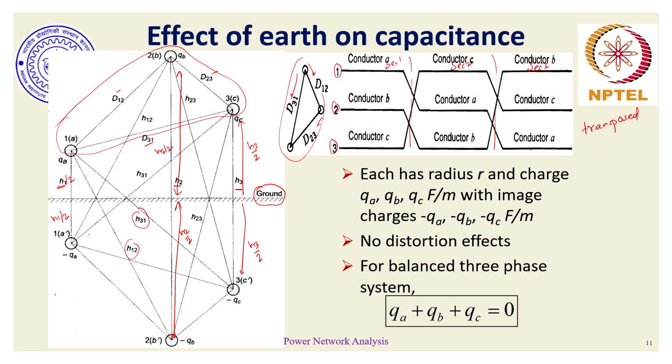So we have three-phase lines of the same radius. Their charges are QA, QB, QC. It's a positive balanced system. So at any point of time, the sum of charges is 0. Image charges have the same charge but negative quantum. Field lines are all orthogonal. Surface charge density is uniform. There are no distortion effects. So we now go into finding capacitance because of the effect of earth for a three-phase transposed line. And we use the same notion of finding the potential with respect to different points.